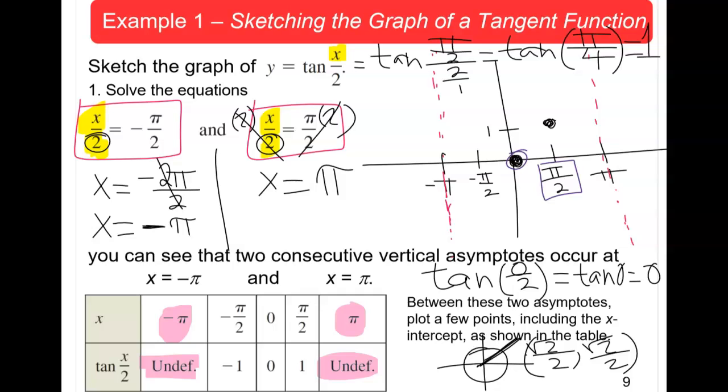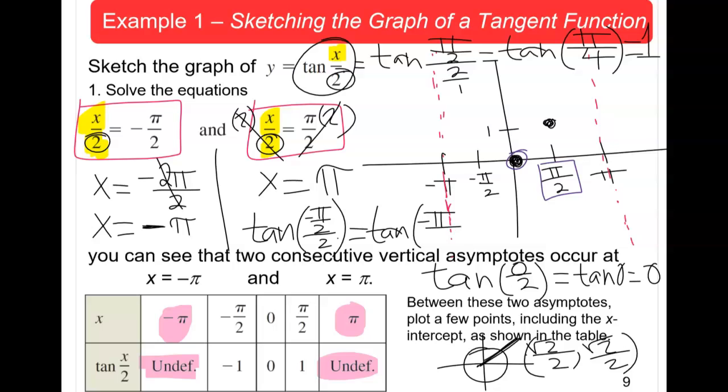And then for tangent of negative pi over 2, substitute it into this equation again, but we still need to divide by 2. And so that will be the same as tangent of negative pi over 4, which will be equal to negative 1. And that will be, if we assume negative 1 is here, we could be like a point right here.